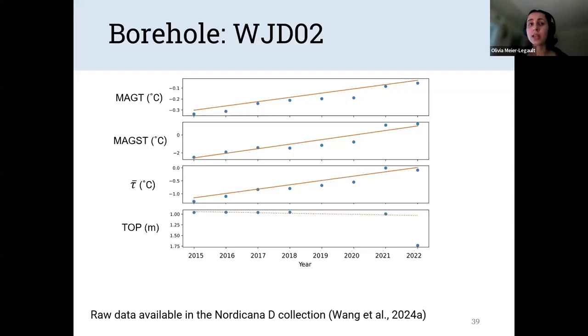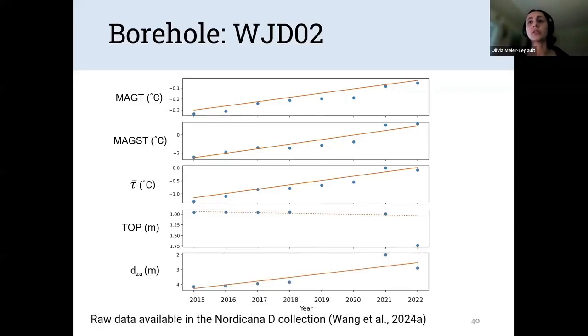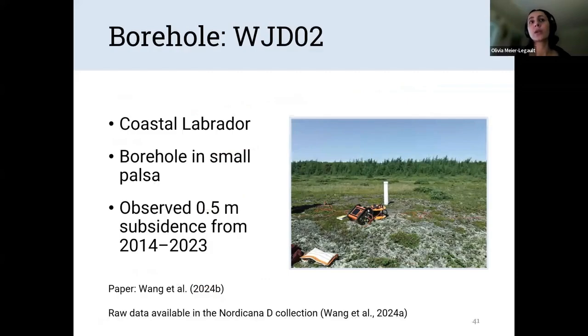in the presence of ice and ice-rich ground, you would expect there to be a significant change in the depth of the zero annual amplitude. And this is what is shown here, where you see an increase in the depth of the zero annual amplitude. And so this site is located in coastal Labrador. It's a borehole that's drilled into a small palsa. And there's been a publication by Wang in 2024 that discussed some of these changes at different sites that they had in coastal Labrador. And at this site in particular, they observed about half a meter of subsidence from 2014 to 2023 caused by the loss of ice in the palsa.